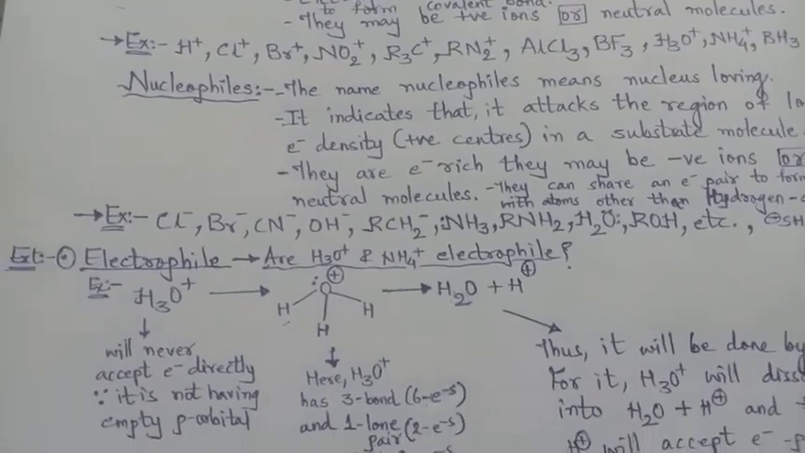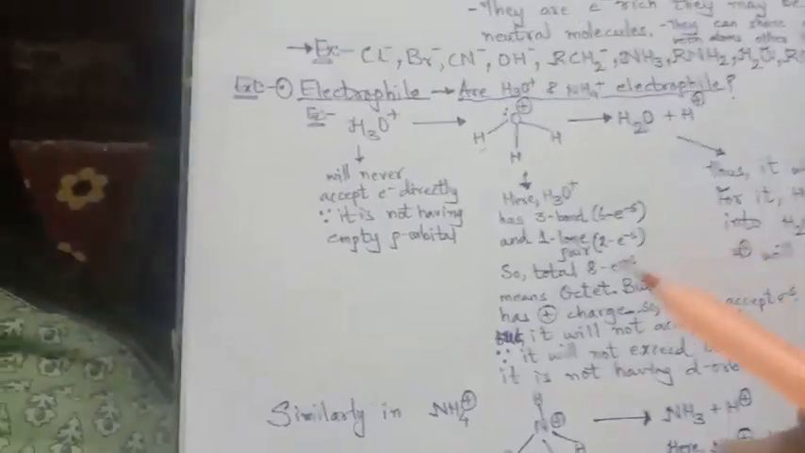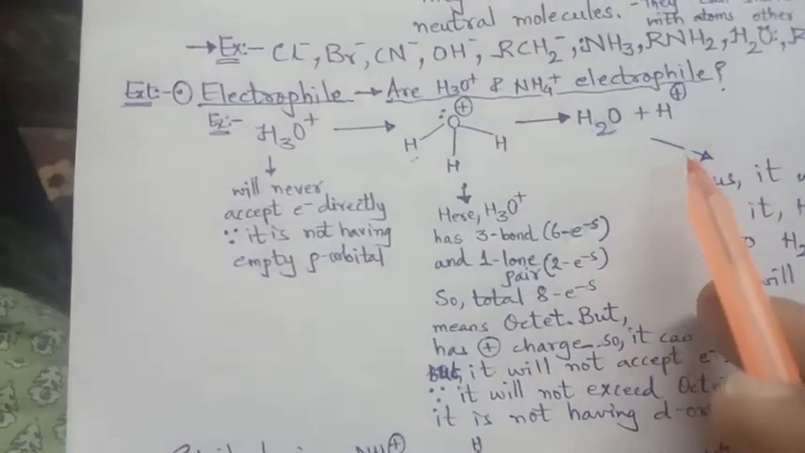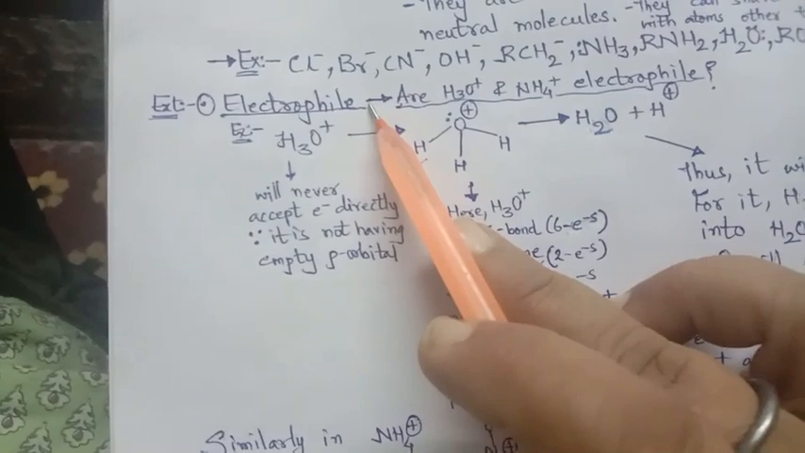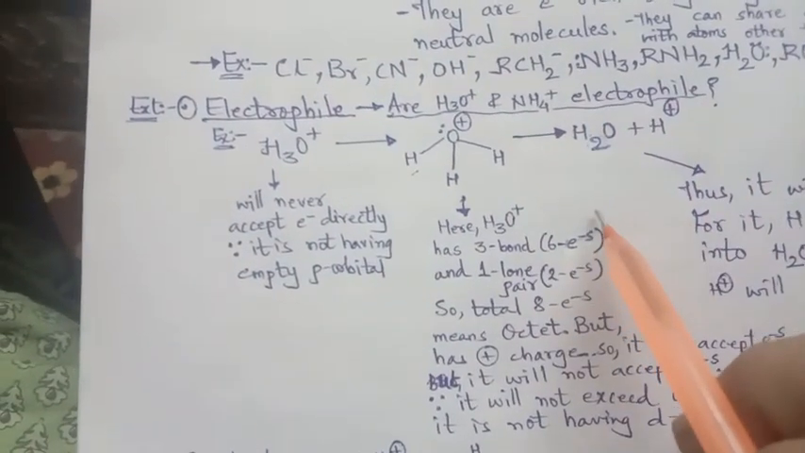These are all nucleophiles. Now here is a question which is not in the textbook exercise, which is an extra question, because such types of questions are sometimes asked in the competitive exams. Are H3O plus and NH4 plus electrophiles?